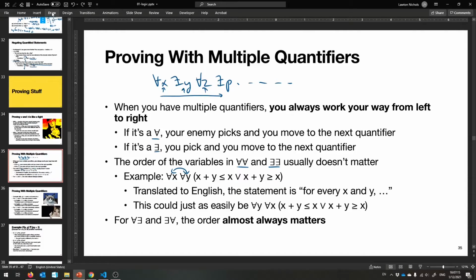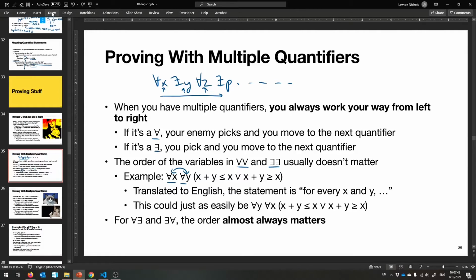Assuming the domain of x and y is just any number, this is saying that for every x and for every y, it's true that either x plus y is less than or equal to x, or x plus y is greater than or equal to x. And this is always true. This is actually a true statement, because no matter what values you pick, either y is positive or negative, and that'll cause one of these two to be true. If it's 0, it'll cause both of them to be true.